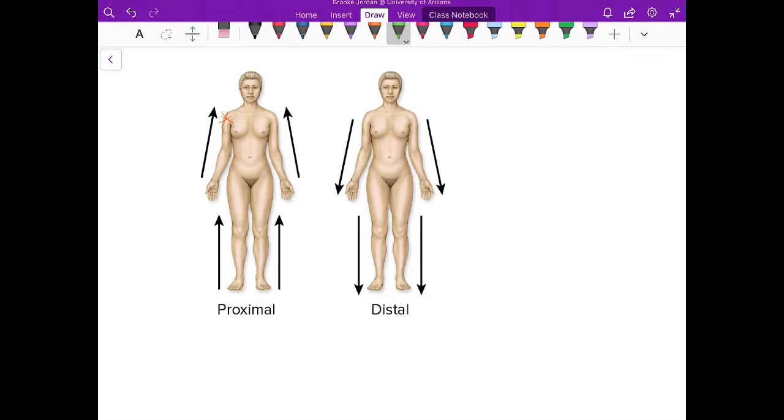Proximal is closer to that shoulder in this example. So the arm is proximal to the forearm in the same way that the thigh would be proximal to the leg. And the opposite can be said for distal. The forearm is distal to the arm in the same way that the leg is distal to the thigh.